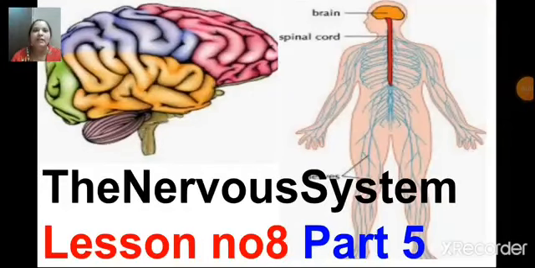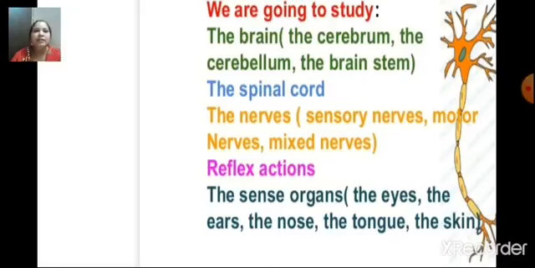We were studying lesson number 8, the nervous system, and this is part 5 of lesson number 8. In this lesson, we have studied about the nervous system, its functions, its parts, and in the previous sessions, we have studied about the brain, about various parts of the brain like the cerebrum, cerebellum and the brainstem. Now we are going to learn about few more topics from the lesson.